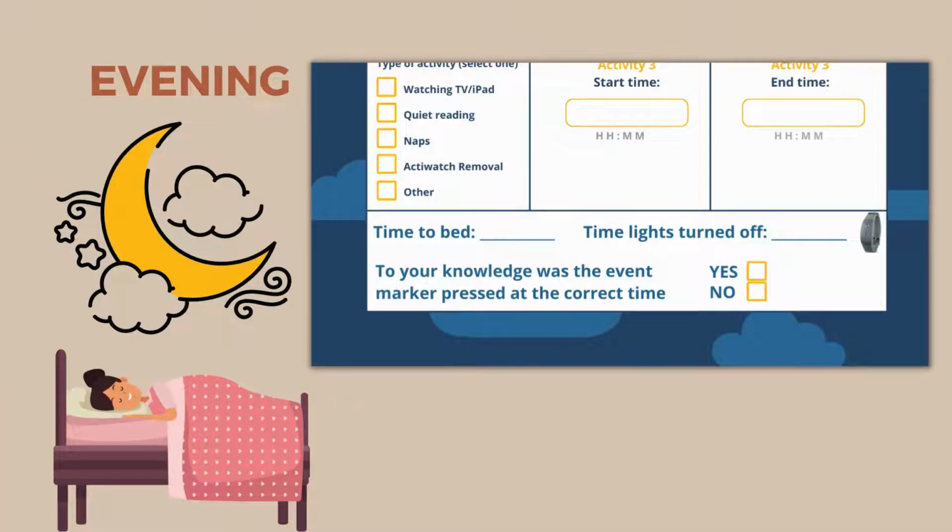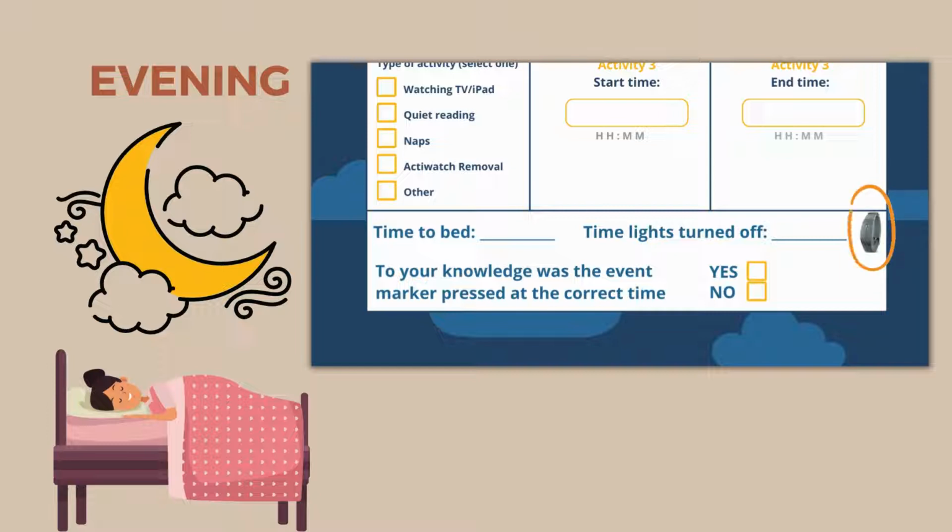Please also fill in the time your child went to bed and the time that the lights were dimmed or turned off for your child to go to sleep. There is a picture of the ActiWatch next to the lights turned off to remind you that this is the time to press the event marker.